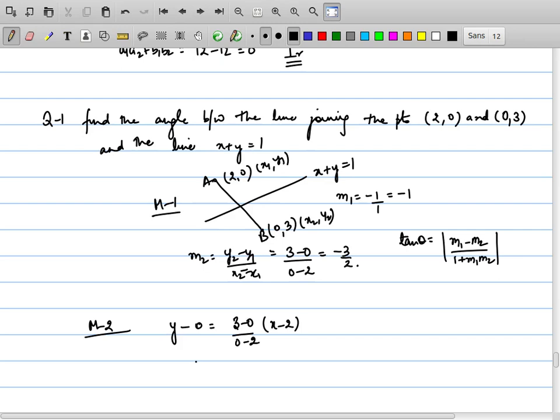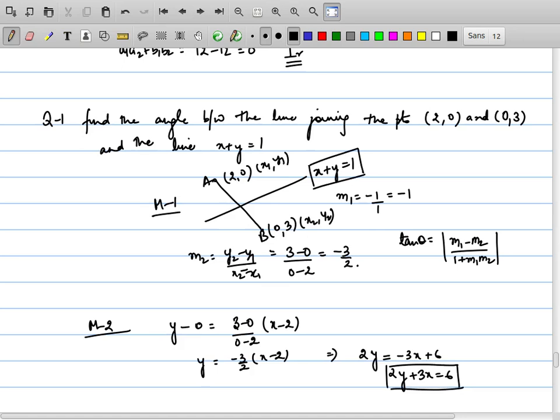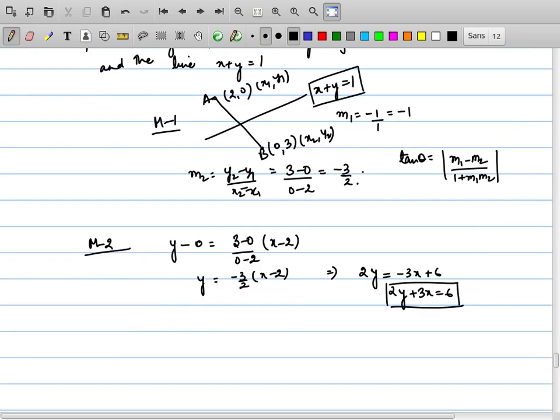What do we get? y equals minus 3 by 2 times x minus 2. So we get 2y is equal to minus 3x plus 6, which is 2y plus 3x is equal to 6. Now this is the equation of the other line, and this was the equation of the given line. We can find a1, a2, b1, b2. What is a1? 1. What is b1? 1. What is a2? 2. What is b2? 3. We can apply the formula for tan theta.